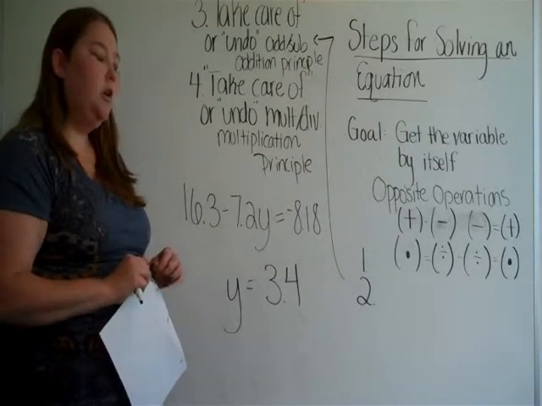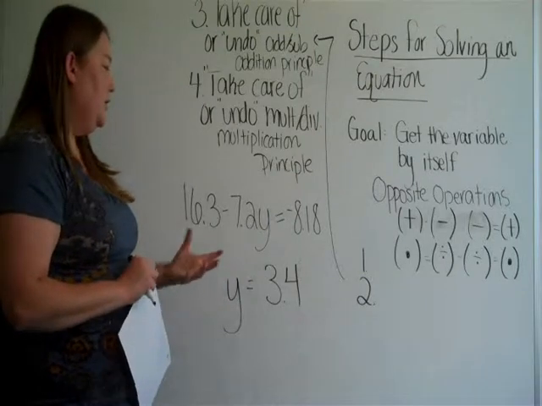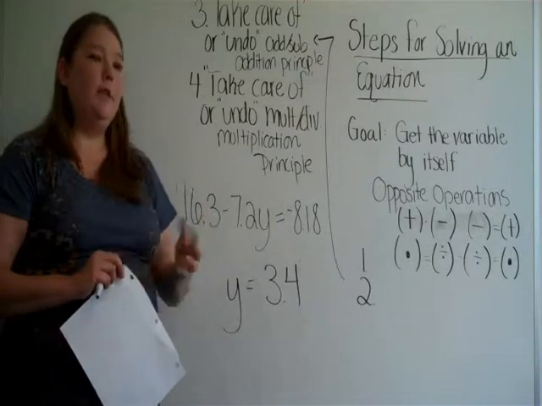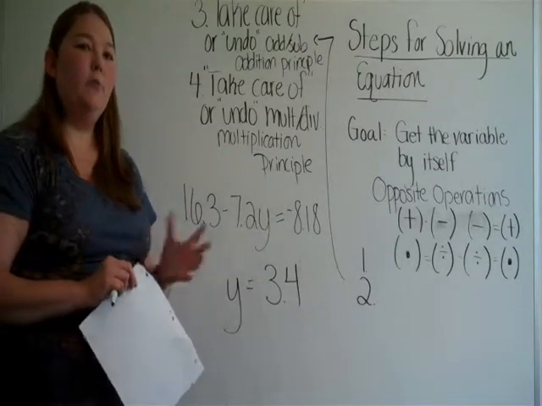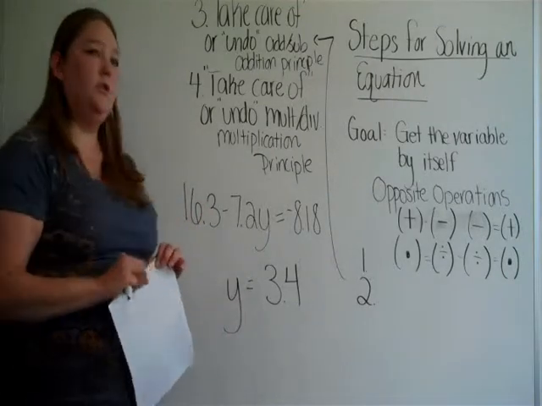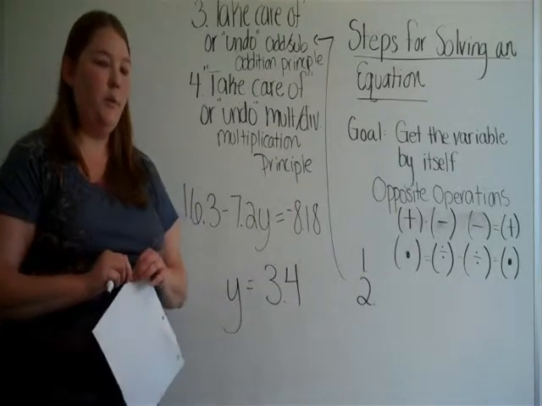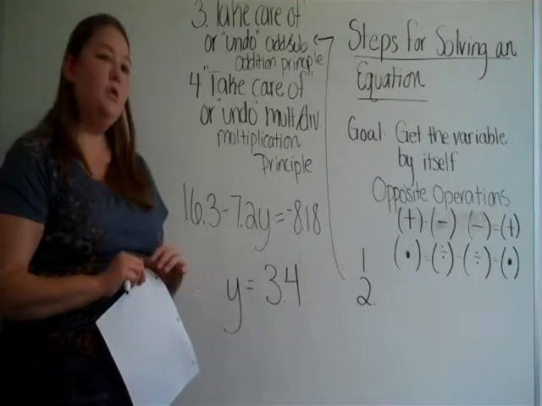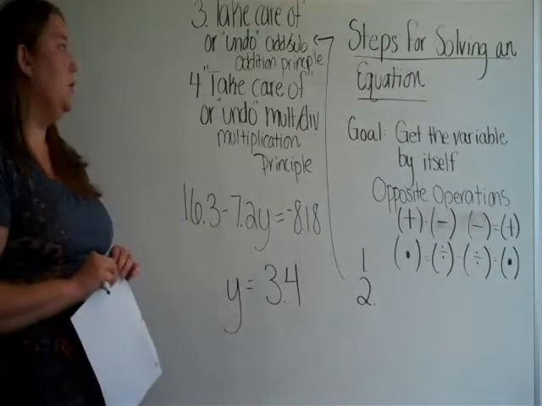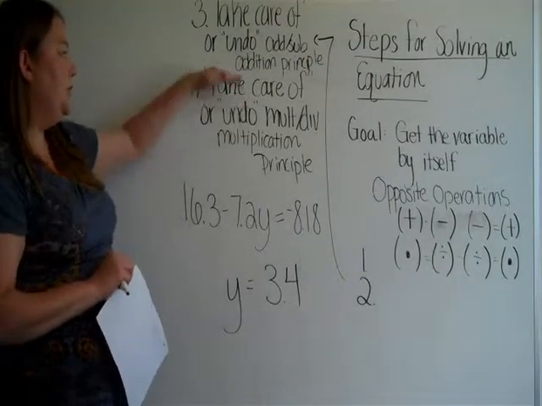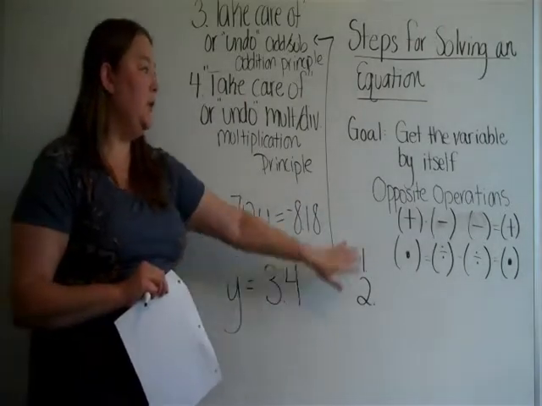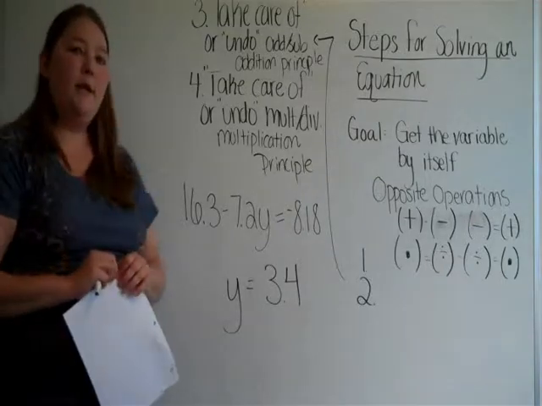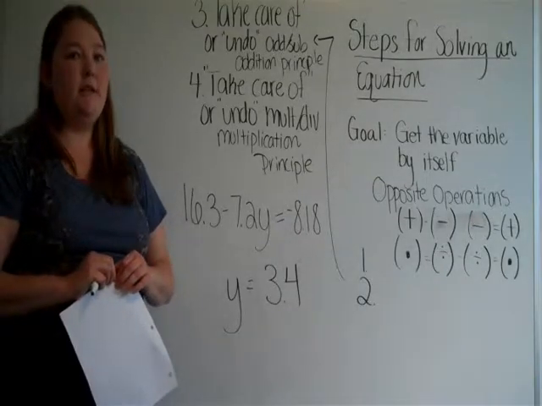You'll also have to recall for this problem, when you get to the end, how to divide a decimal by a decimal number and how to move that decimal so that your divisor is a whole number divisor. So these are two-step equations. Notice we were using both the addition principle and the multiplication principle and the opposite operations to solve those equations. And as always, if you have any questions, please ask your teacher.